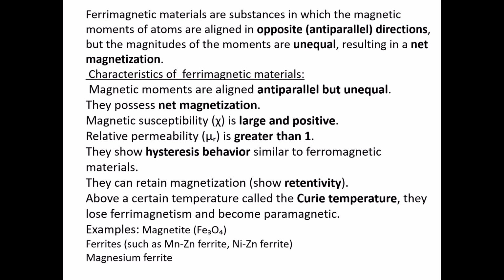Relative permeability is greater than 1. They show hysteresis behavior similar to ferromagnetic materials. They retain magnetization below a certain temperature called the Curie temperature. Above it, they lose ferrimagnetism and become paramagnetic. Examples: magnetite, and ferrites such as manganese zinc ferrite, nickel zinc ferrite, and magnesium ferrite.